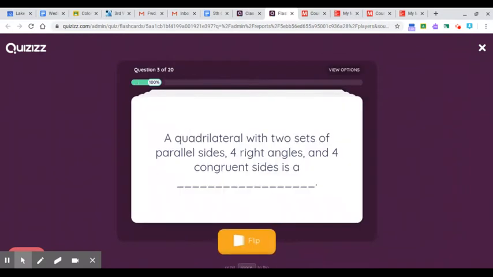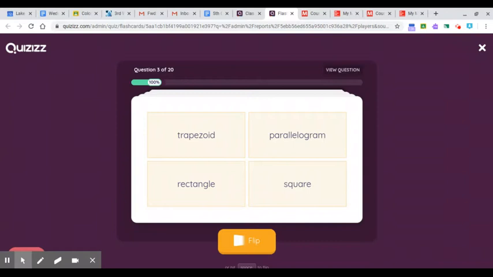Okay, a quadrilateral with 2 sets of parallel sides. Now, it has to have 4 right angles and 4 congruent sides. So 4 congruent sides, meaning they're all the same. Well, instantly, something should be popping into your head. It should be a shape. Should it be trapezoid? Could it be a rectangle? Are all parallelograms congruent? But what about square?